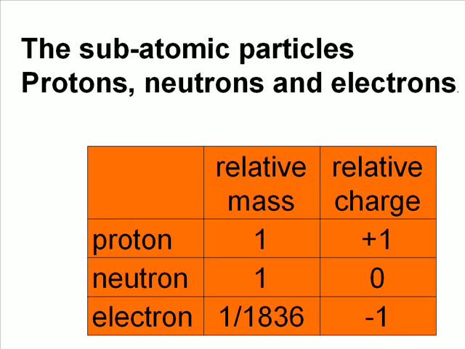However, an electron is a lot smaller. It's 1,836 times smaller than the mass of a neutron. So the relative mass is 1 over 1836. Look at the charges. The proton has a relative charge of +1. Because the electron has exactly the same charge but is opposite in charge, we say it has a relative charge of -1. The neutron does not have any charge at all.